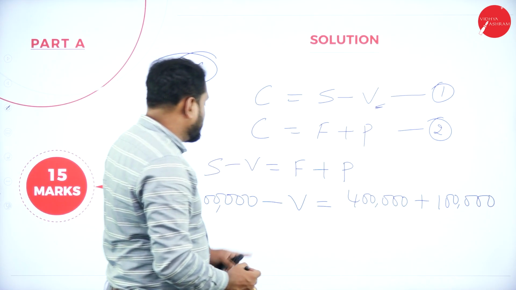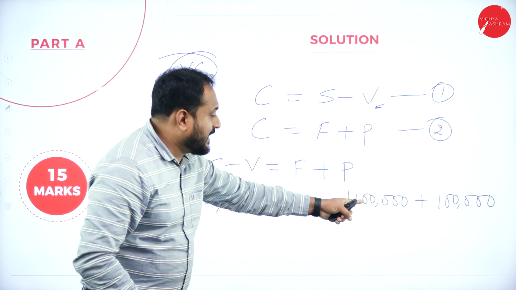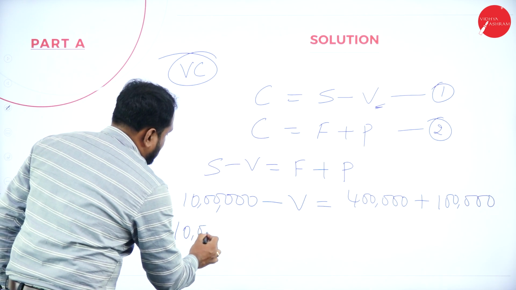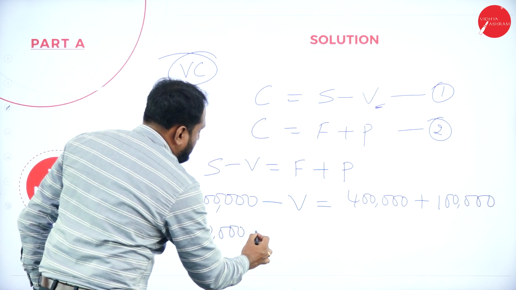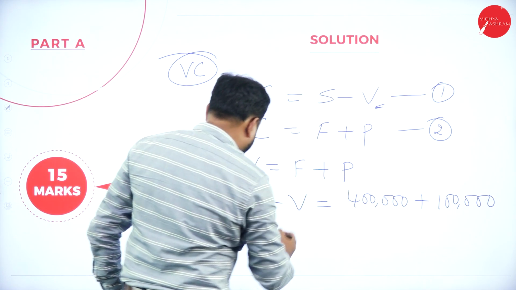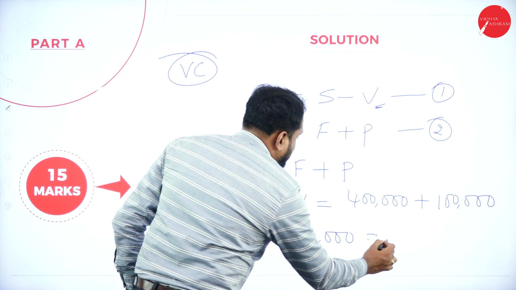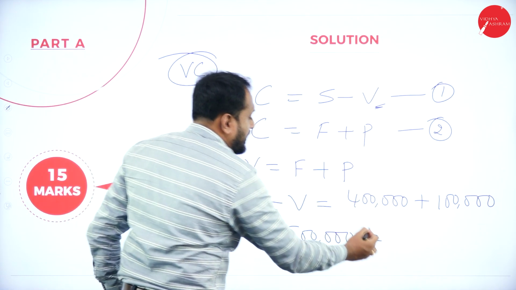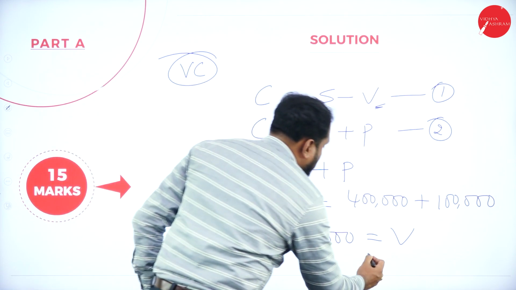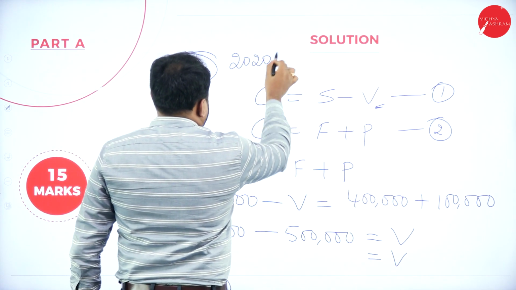Now what I'll do is shift the variable here, all these two items I'll shift here. So what happens is 10 lakh minus, now 4 lakh plus 1 lakh is 5 lakh, that 5 lakh will come here. So minus 5 lakh is equal to, now minus V will go here, it is called plus V. So here what happens, variable cost in 2020 is what they have actually asked.